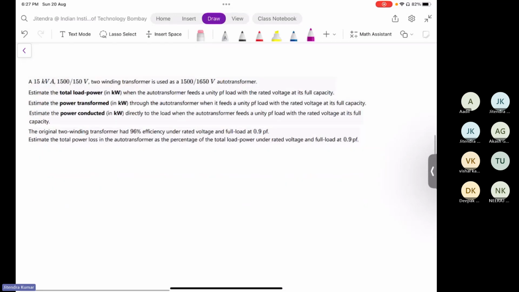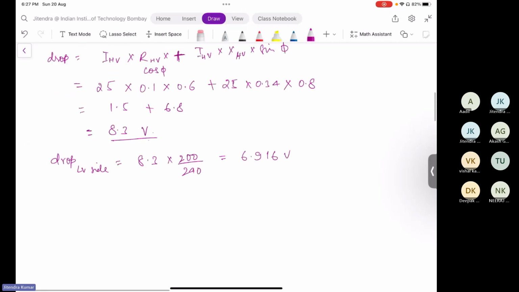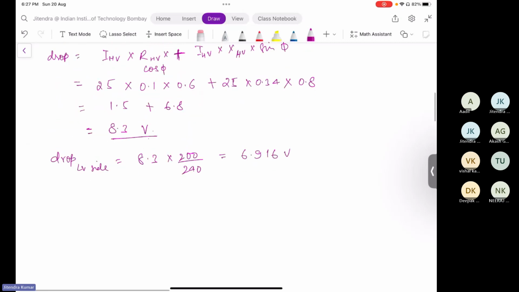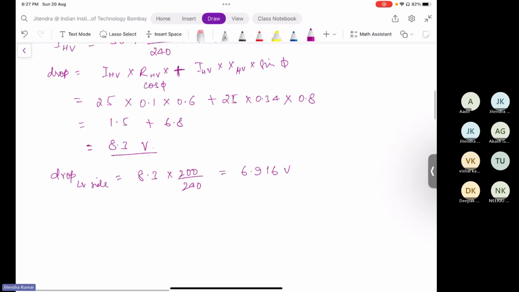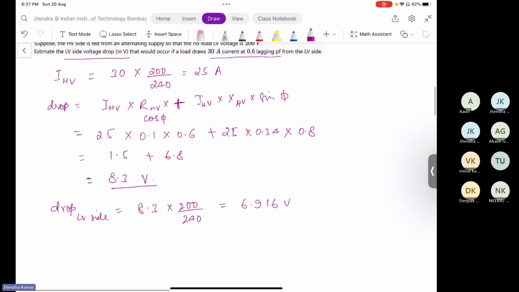Yeah, Deepak, go ahead. Sir, please explain a little bit about the voltage regulation formula. You want the derivation of that? No, just give some concept of this, sir, because I did not attend the lecture. Okay, so basically voltage regulation is the drop from no load voltage to full load voltage. Let me explain that a bit for you.